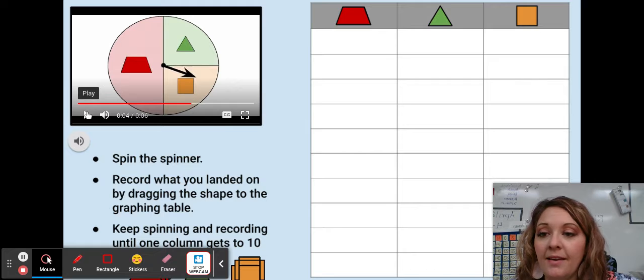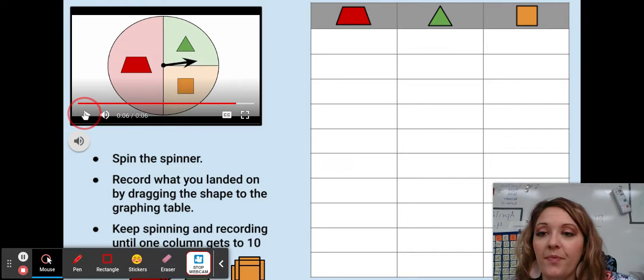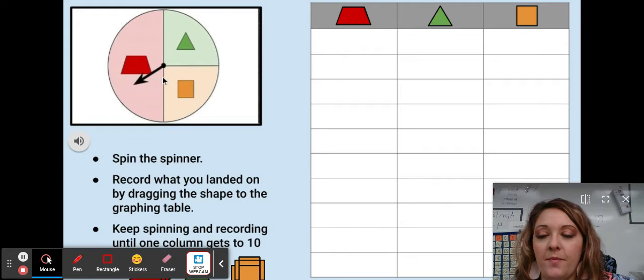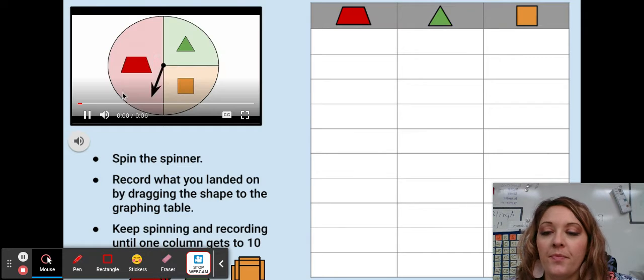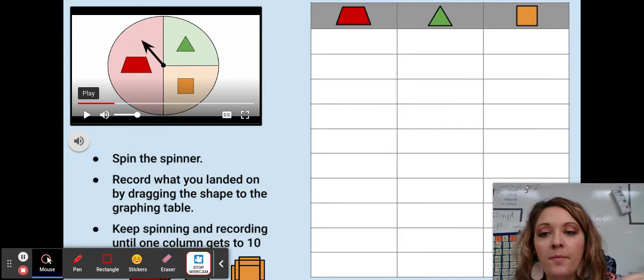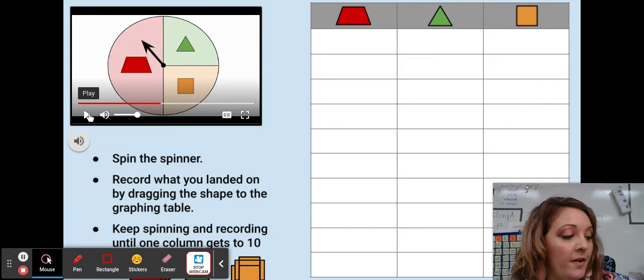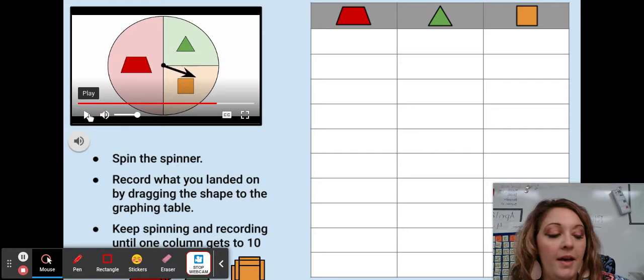Let's do it again. We're going to do this 10 times. So that was one. Two was a triangle. Uh-oh. Let me go back. Three, parallelogram. Four, parallelogram. Five, square.